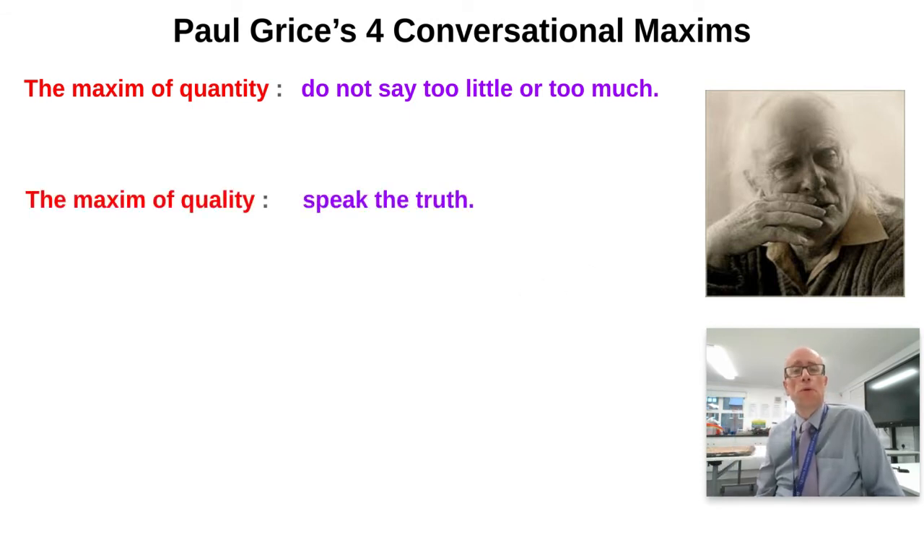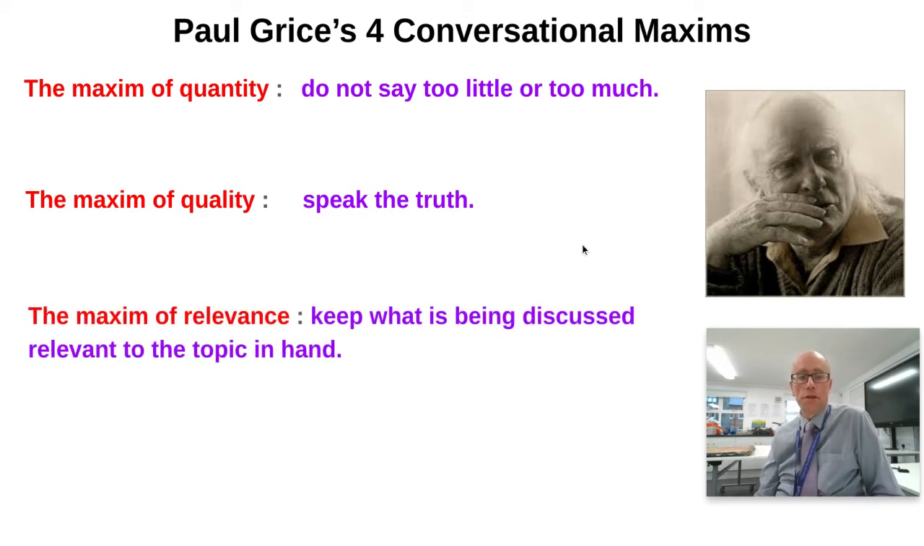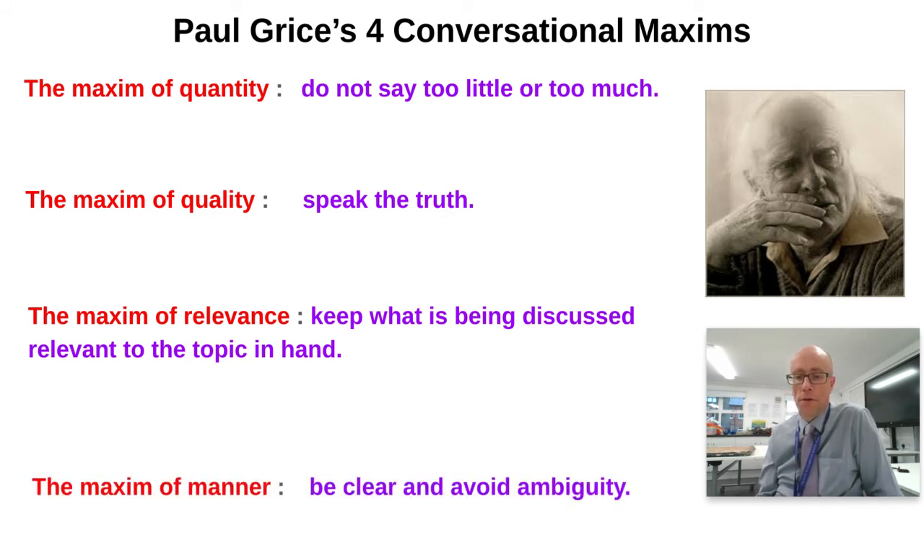We have another Q word, this time the maxim of quality. This is the idea that participants generally speak the truth. If you're speaking the truth in your conversation, Paul Grice is arguing that you are adhering to the maxim of quality. Now, there is another one here. This is the maxim of relevance, the idea that you keep relevance to the topic in hand. And then fourthly and lastly, we have the maxim of manner. This is the idea that your style of speech is clear and avoids ambiguity. Okay, so Grice is arguing that in most successful conversations, participants tend to adhere to these conversational maxims.